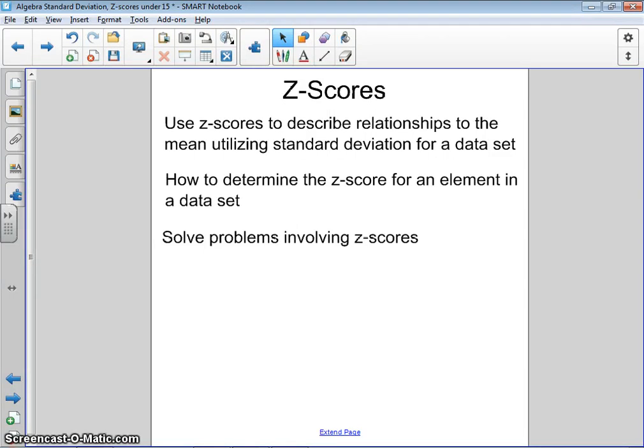We're going to use z-scores to describe the relationship to the mean by way of talking about standard deviation. We're going to find out how to determine a z-score for an element in a data set, and we're going to solve problems involving z-scores. So let's get right into it.